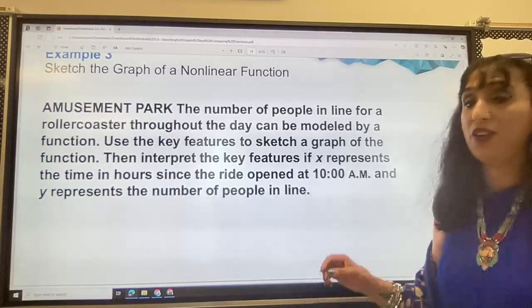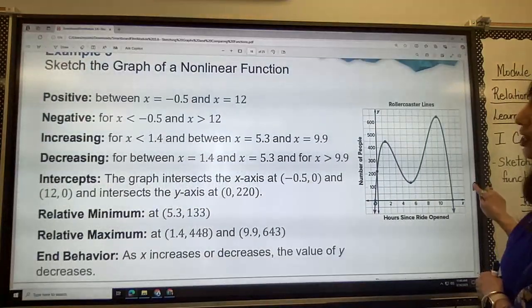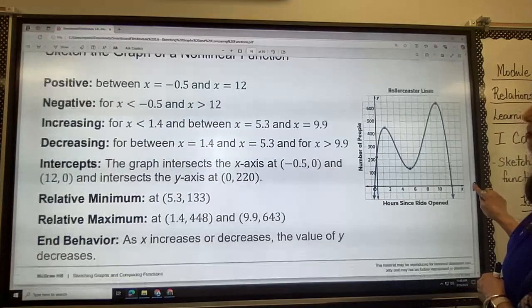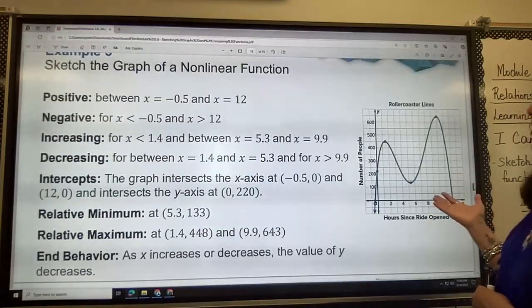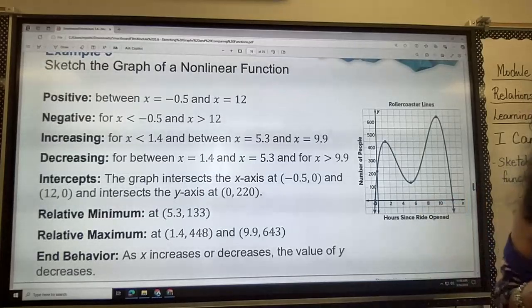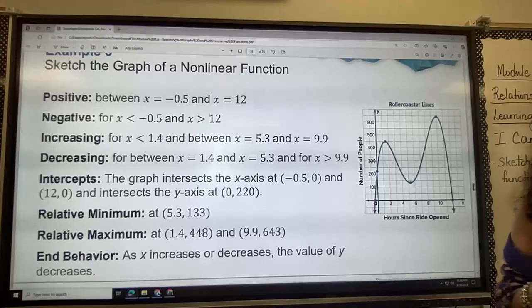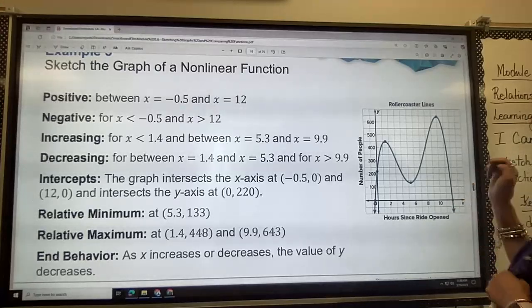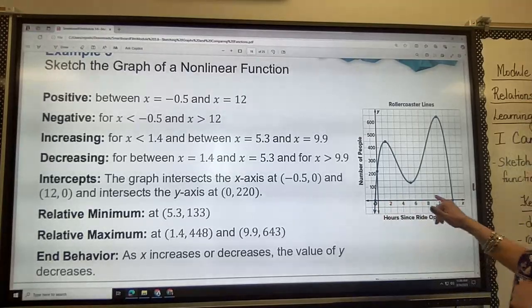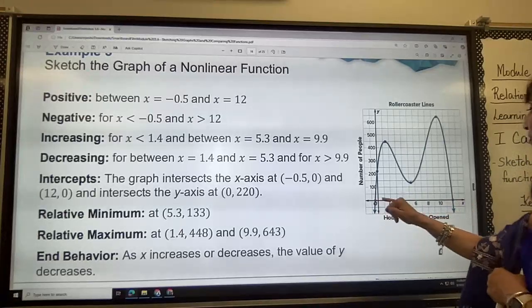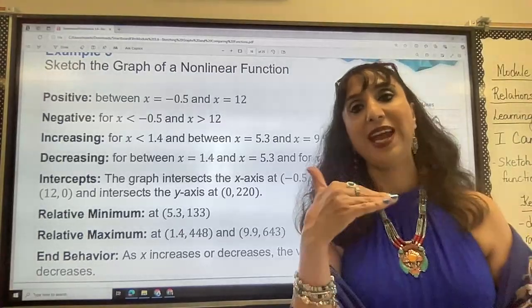So let me give you the key features, and then we are looking at the graph also. So here we go. Here are the key features that are provided to us. And we can see that this is a nonlinear function. So it's saying that it is positive between x equal to -5/10 and 12. So as we can see from -5/10 to 12, this is positive. That means the graph has to be above the x-axis.